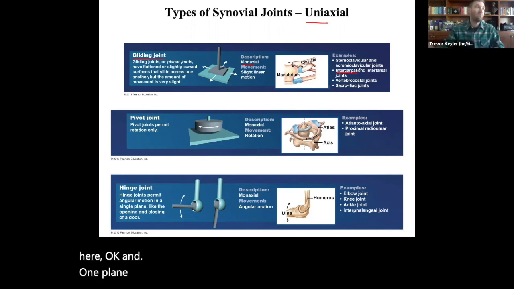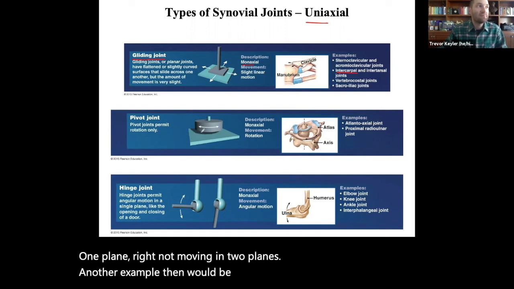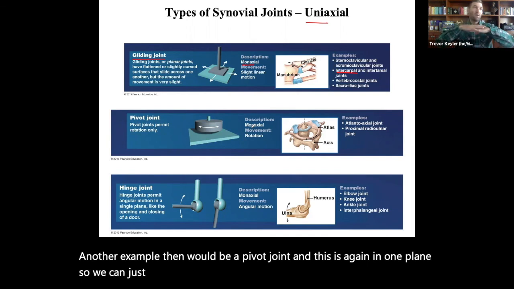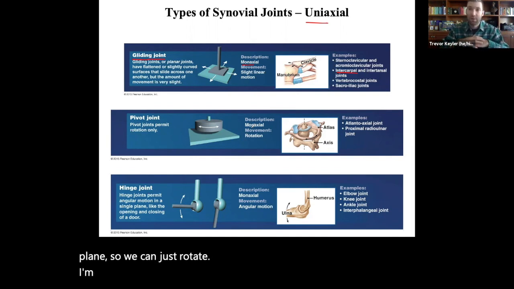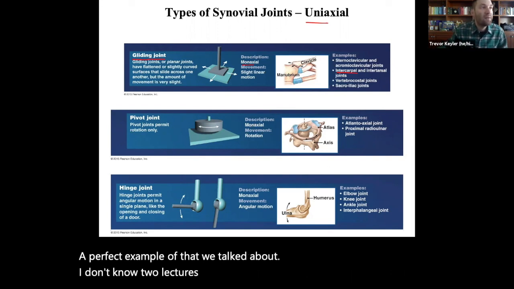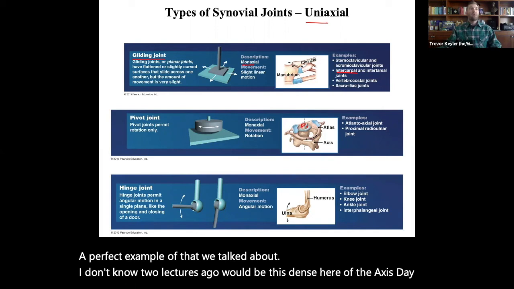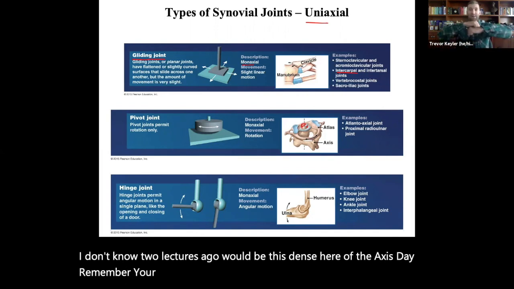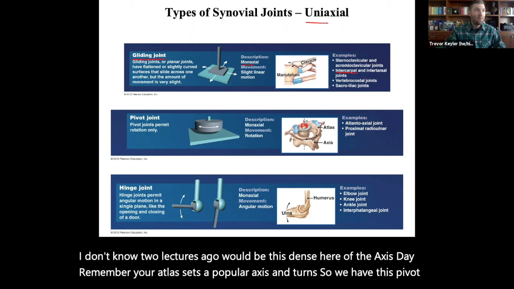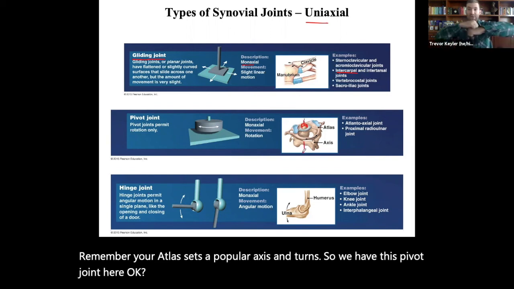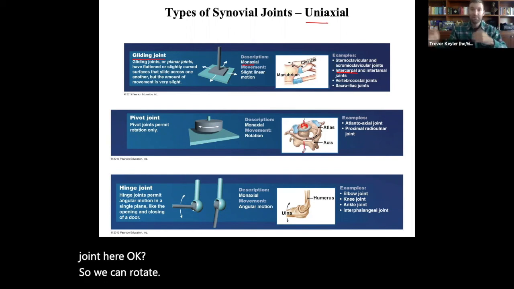Not moving in two planes. Another example then would be a pivot joint. And this is again in one plane, so we can just rotate. A perfect example of that, which we talked about maybe two lectures ago, would be this dens here of the axis. Remember, your atlas sits upon your axis and turns. So we have this pivot joint here, okay? So we can rotate in one plane.